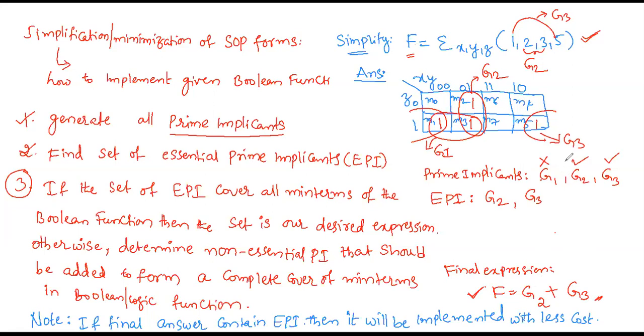Now you have to write the expression for G2 and G3. F is equal to G2. In G2, X and Y are constant along the group. X is 0, Y is 1. G3: X value is changing, Y value is 0, Z value is 1. So Y bar Z. So this expression we can implement with minimum cost.